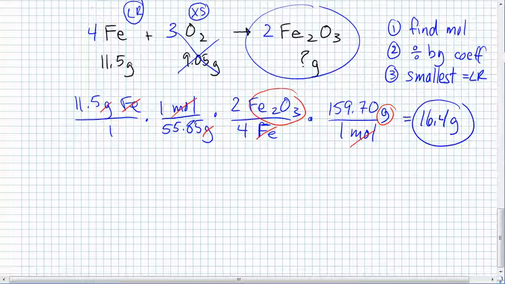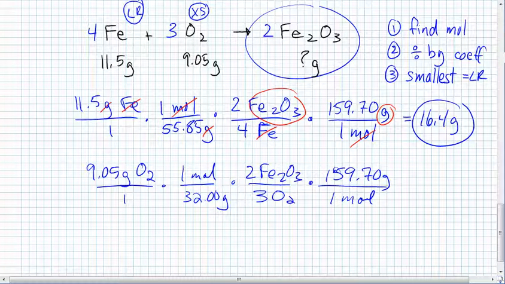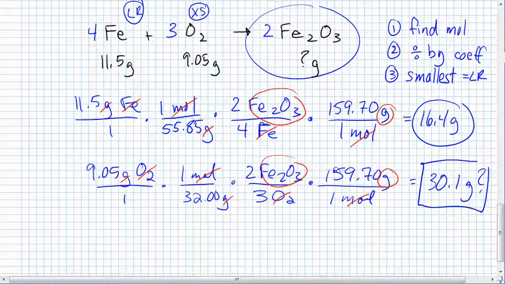16.4 grams. Okay, now let's just say that you made a mistake, or you didn't know which one was the limiting reactant, you couldn't figure out which one to use. Let's say instead of starting with the 11.5, you started with the 9.05 grams of O2. What would have happened there? Well, if you would have done the calculation with these other numbers, crossing all my units here, moles and moles, I'm left with grams of Fe2O3 again, but look at the number I get, 30.1 grams.